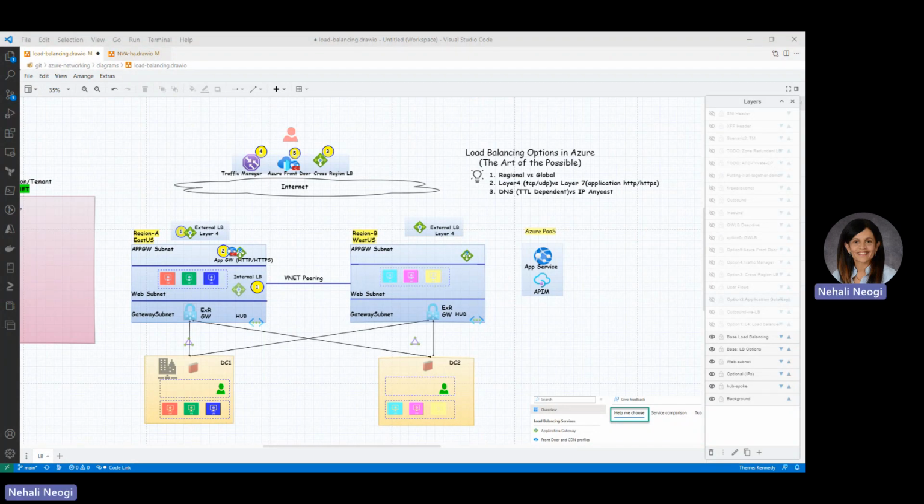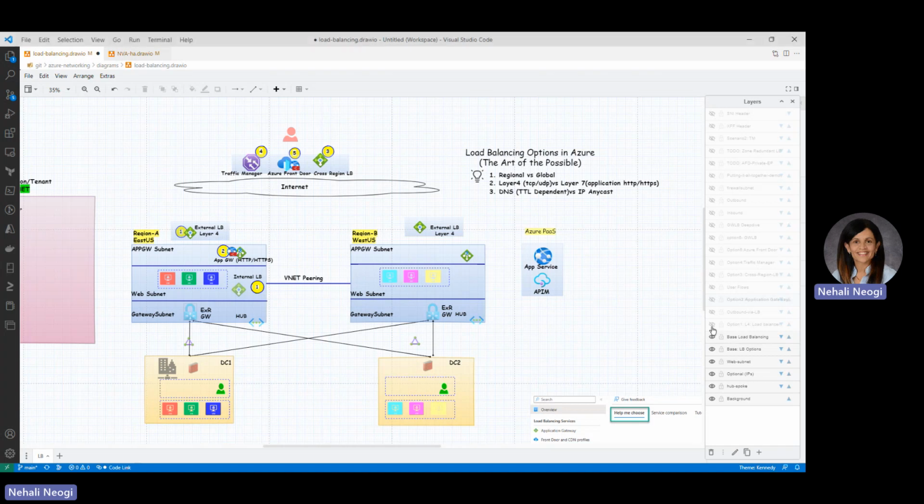Hi everyone. This video is part two of the load balancing in Azure series where I'm going to focus on demos. All right, so what you're seeing on my screen is, if you remember, these are all of the load balancing options. So let's quickly go over it. If you want, you can pause the recording and look at each of the options. So we'll just do a really quick recap.